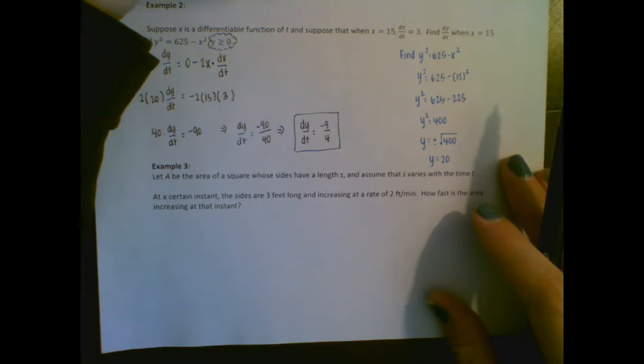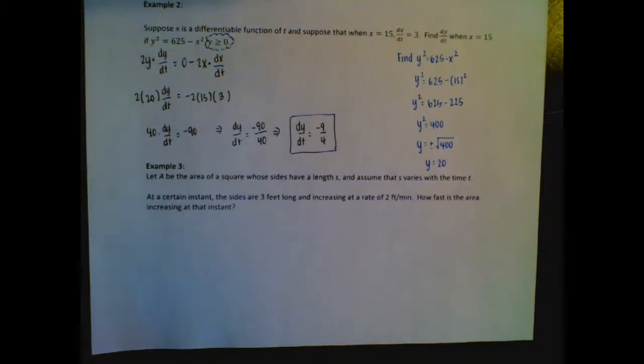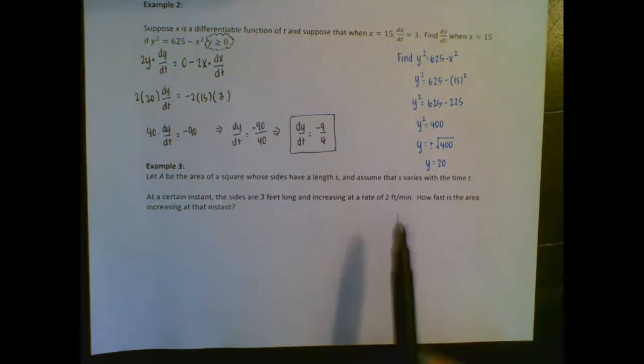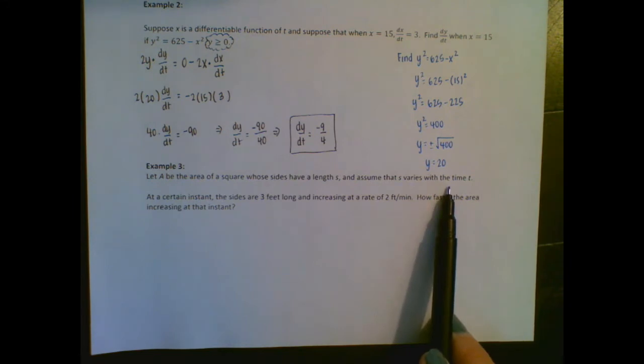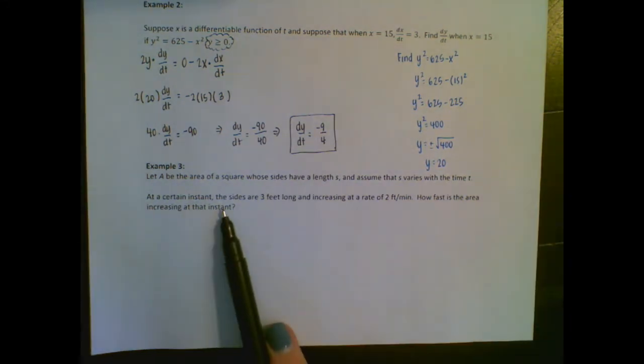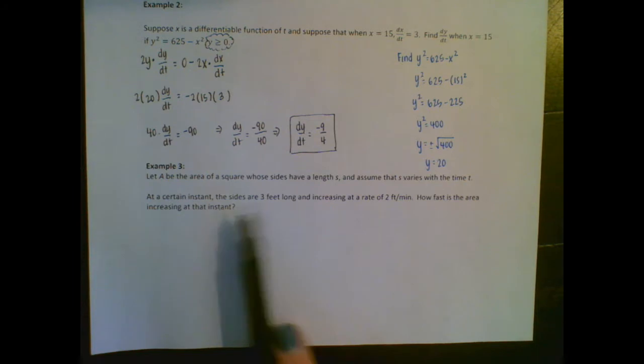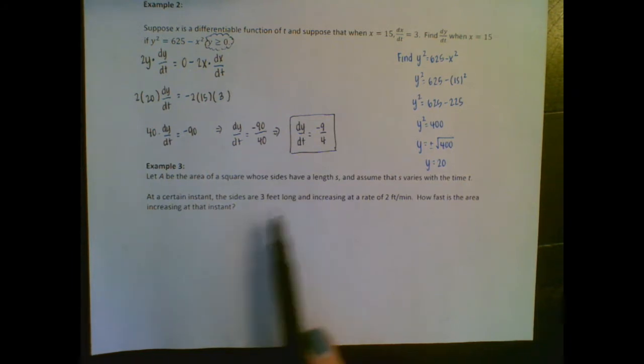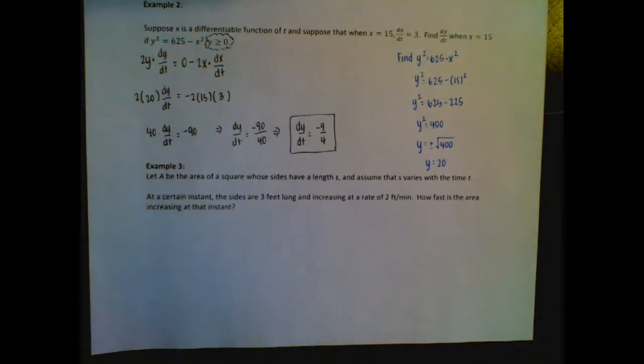So we're letting A be the area of a square whose sides have a length s, and we want to assume that s varies with time t. We want to know at a certain instant, the sides are 3 feet long and they're increasing at a rate of 2 feet per minute. How fast is the area increasing at that instant?